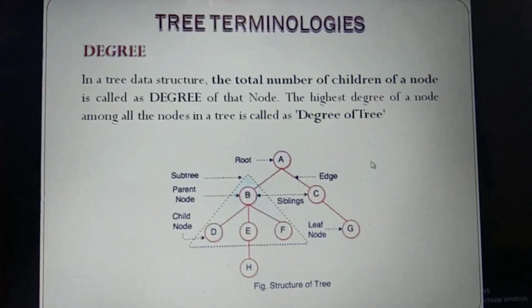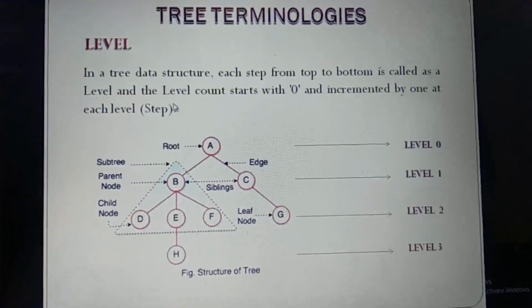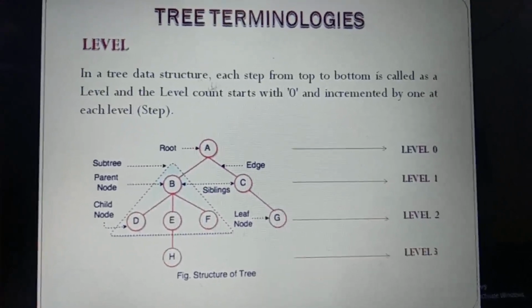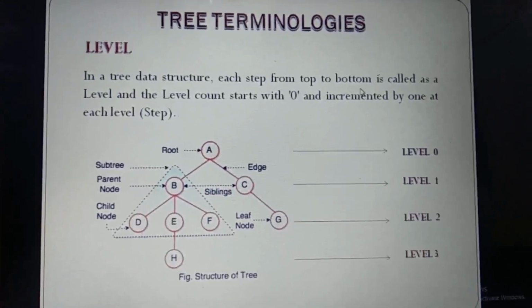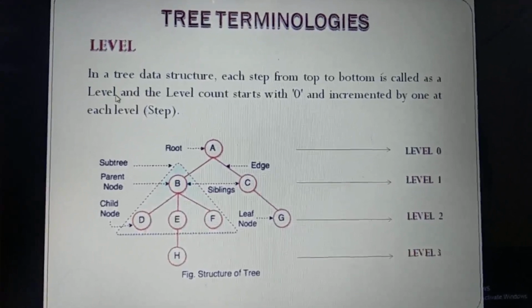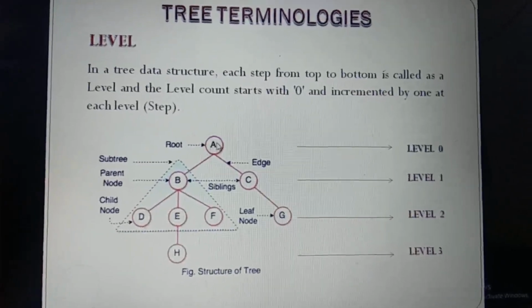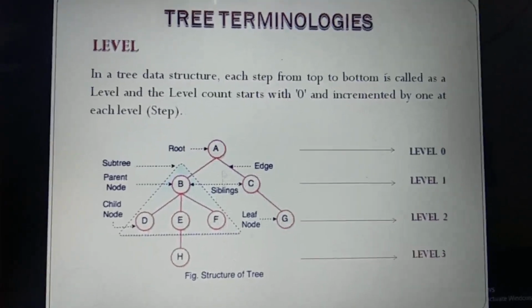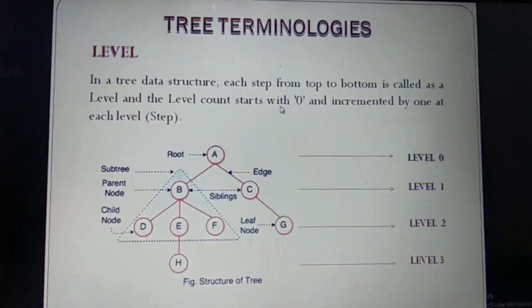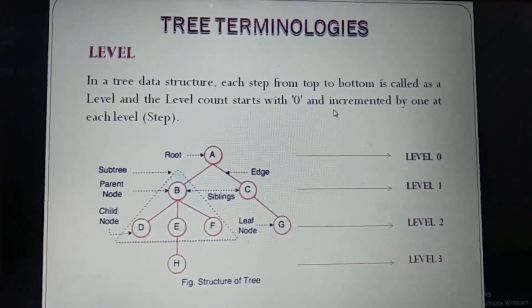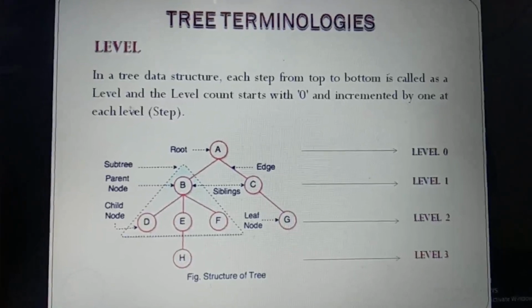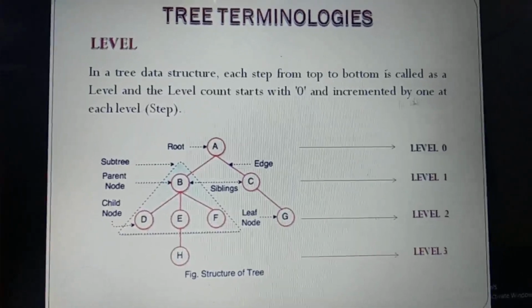Next one, level. In a tree data structure, each step from top to bottom is called a level, and the level count starts with 0 and is incremented by 1 at each level.